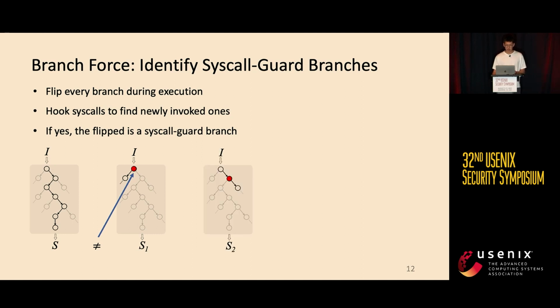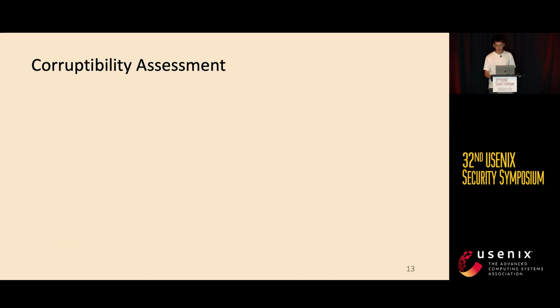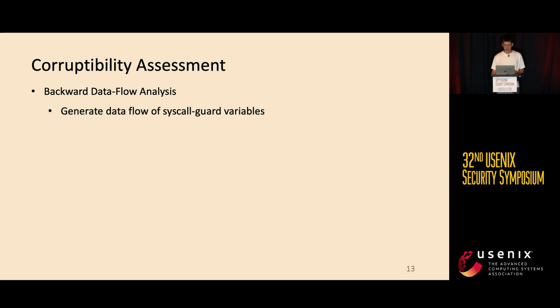We flip every branch on the path and record all Syscall-Guard branches. Through branch force, we can obtain a bunch of potential Syscall-Guard variables, but not all variables can be corrupted via memory bugs. Therefore, we need to assess their capability. The general idea is performing backward data flow analysis for each Syscall-Guard variable.